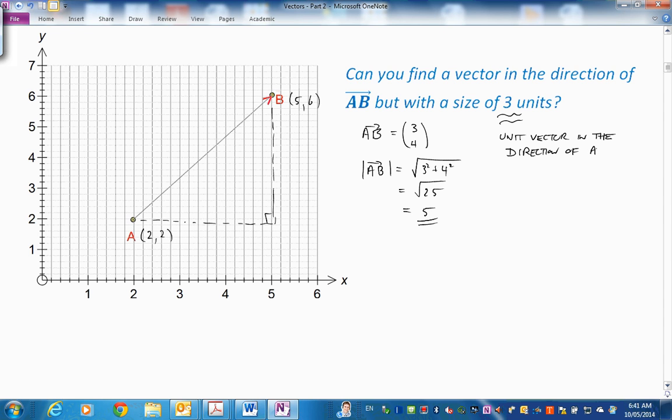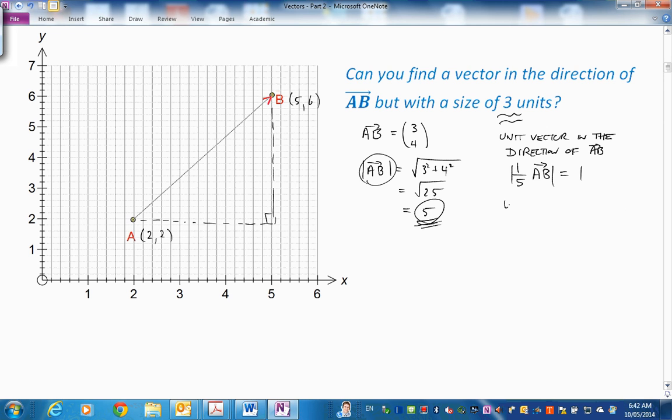So, let's have a look at it. How would we make AB 1 unit long instead of 5? Oh, multiply by a scalar, isn't it? What if we considered the vector 1 over 5 lots of AB? What would its length be? Well, the length of 1 over 5 times AB would equal 1, wouldn't it? Because we're dividing each component by 5, and you will have a vector a fifth the length.